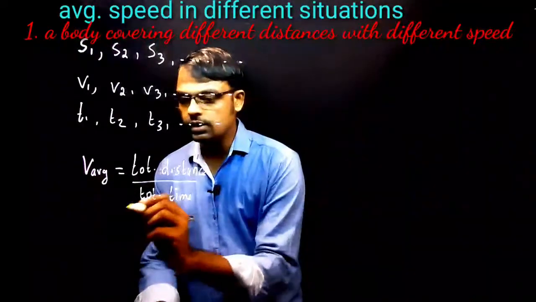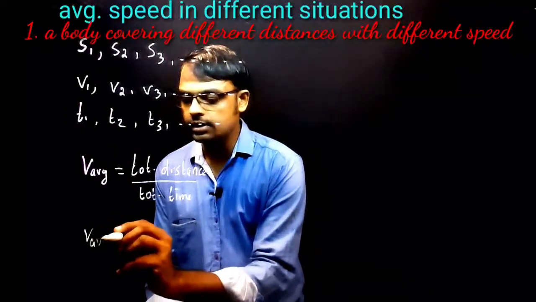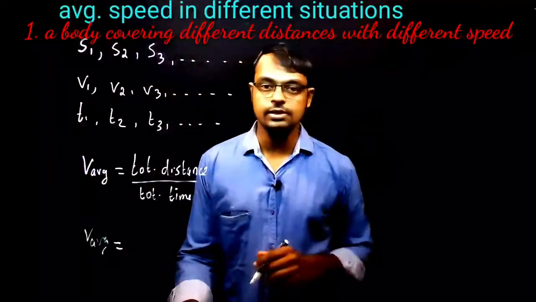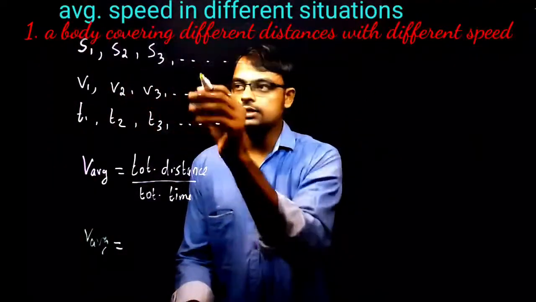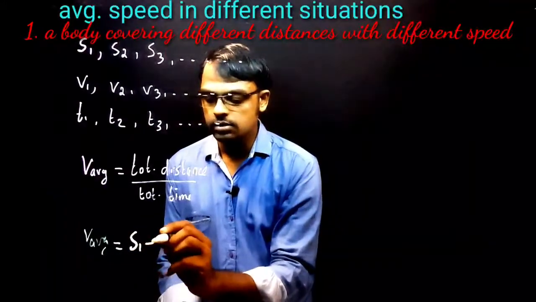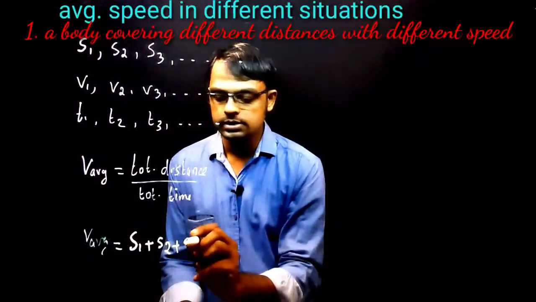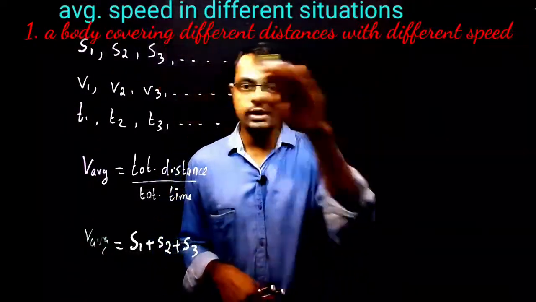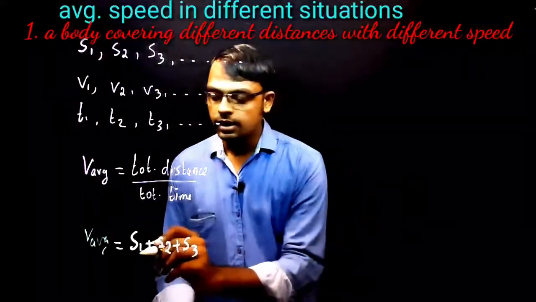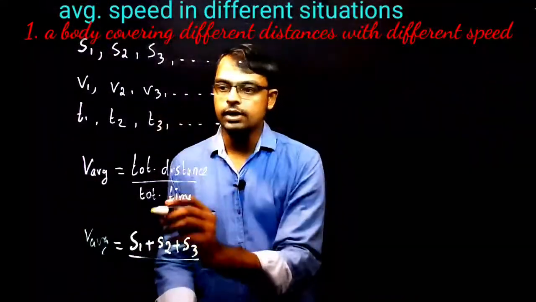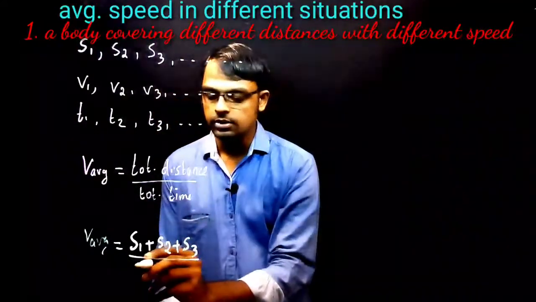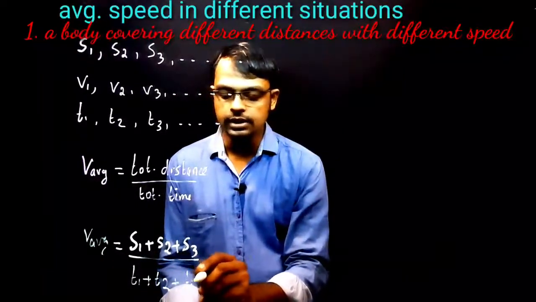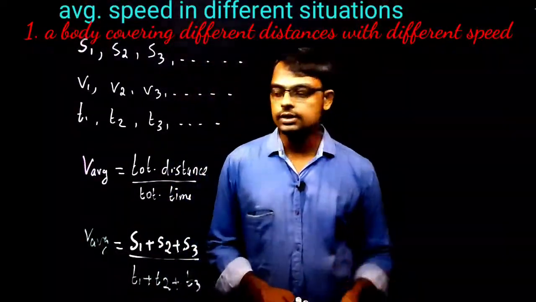So what is the total distance here? S1, S2, S3, etc. We'll write only three cases, three distances. So we can write S1 plus S2 plus S3. If there are many others, you can add etc. Now divide by the total time taken. If you take three distances here, we can write T1 plus T2 plus T3.